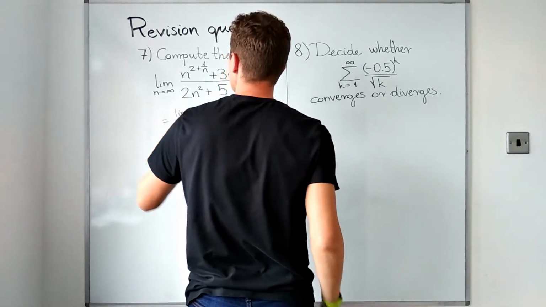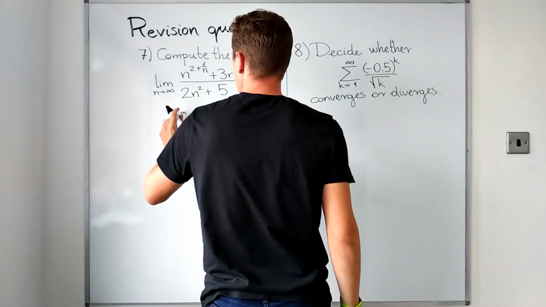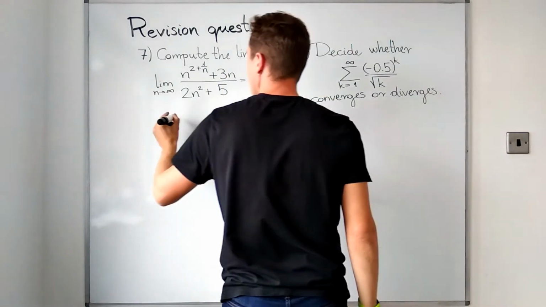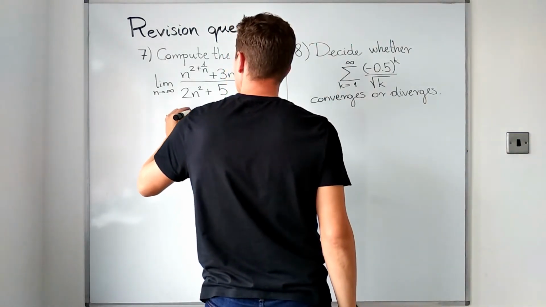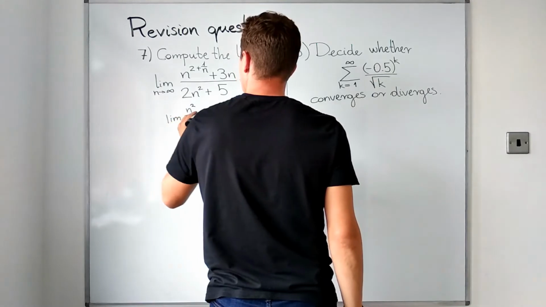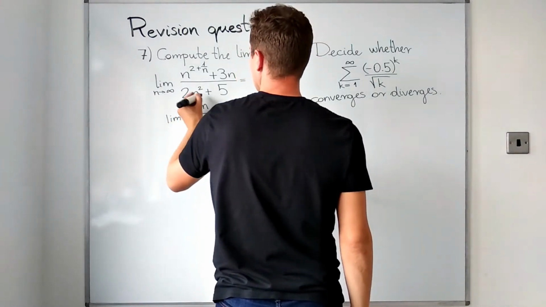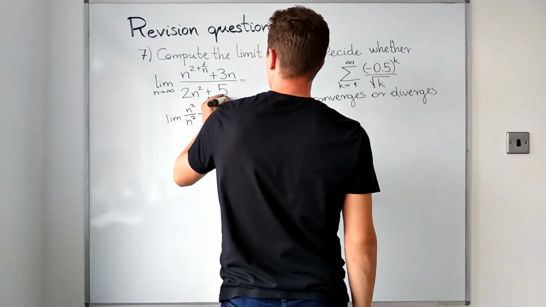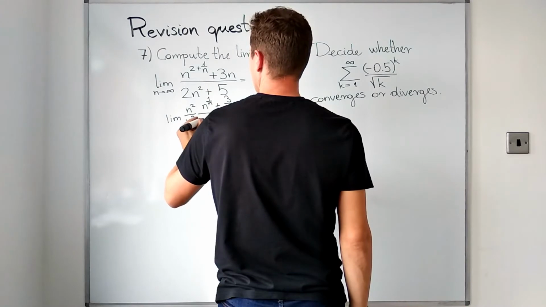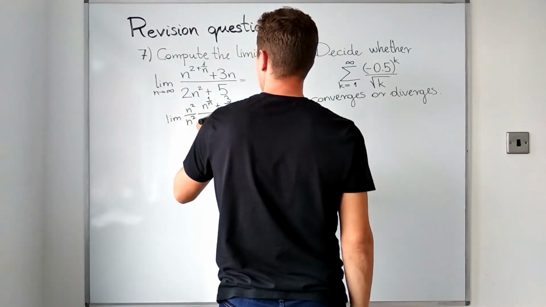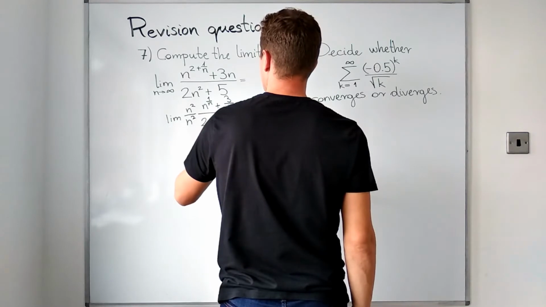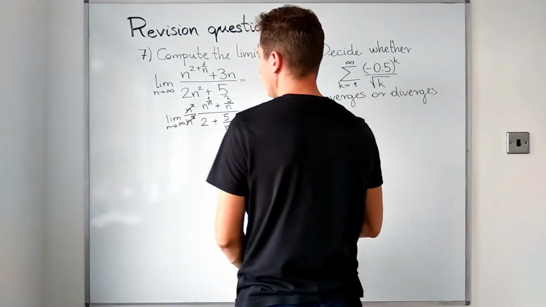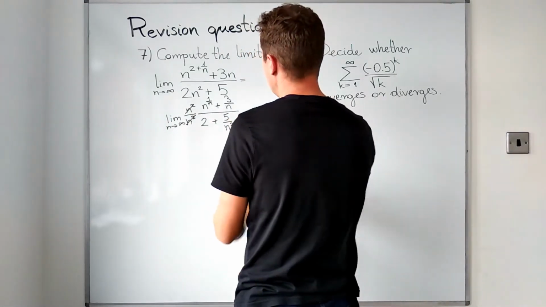So we have to take the limit of each term separately. But first, let me just pull out an n squared from both the numerator and the denominator. That leaves me with n to the power of 1 over n plus 3 over n, over 2 plus 5 over n squared, as n tends to infinity. Of course, we can simplify by n squared now and see what we have to take.